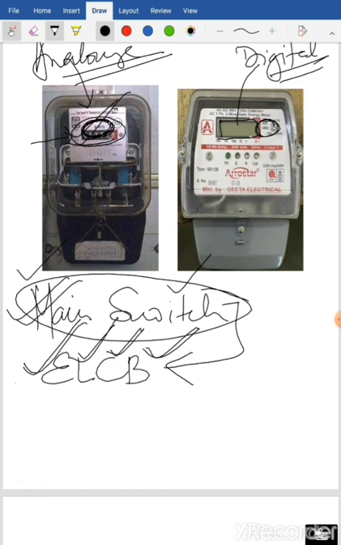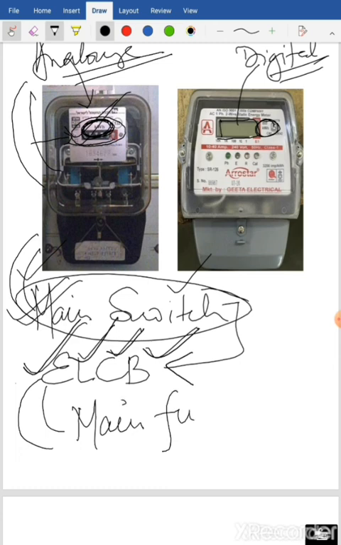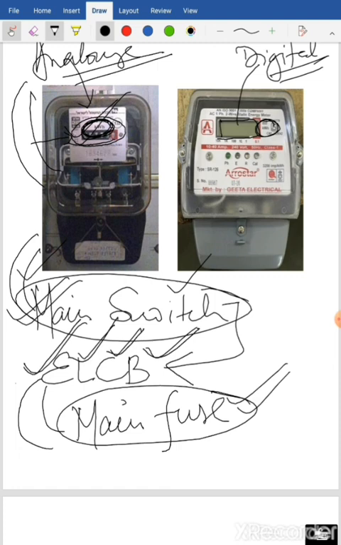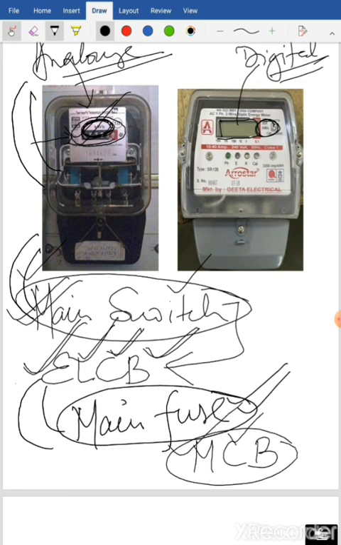So from the company, the wire enters the meter, from the meter it goes to the main switch. From the main switch it goes to the main fuse. Where does it go? Main fuse. Now in place of the main fuse we use a device called MCB. This is the miniature circuit breaker. After the main switch and main fuse, it enters our house for our consumption. So this is how the electrical energy from the company reaches us.